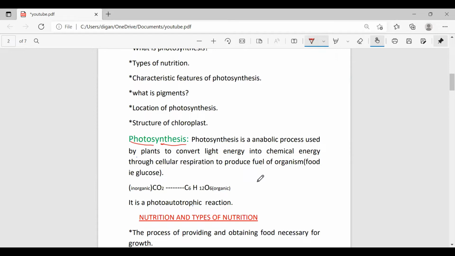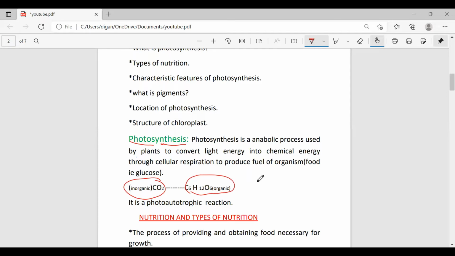Photosynthesis is an anabolic process used by plants to convert light energy into chemical energy, to produce fuel of the organism, means food, that is glucose. The food of organisms is mainly known as glucose. So in this photosynthesis process, the inorganic carbon dioxide, with the help of light energy, is converted to an organic food that is known as glucose.